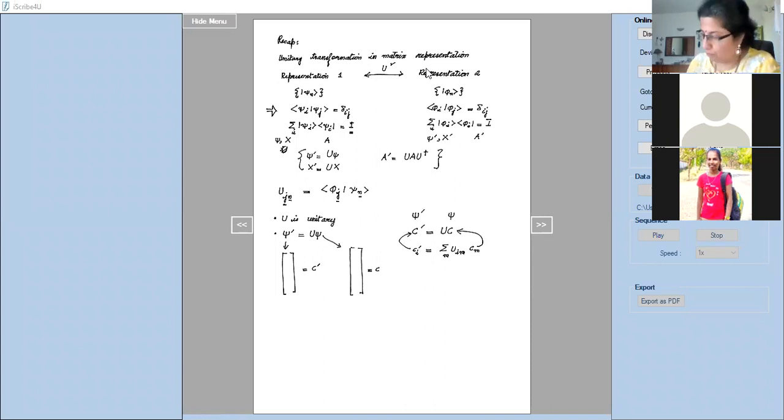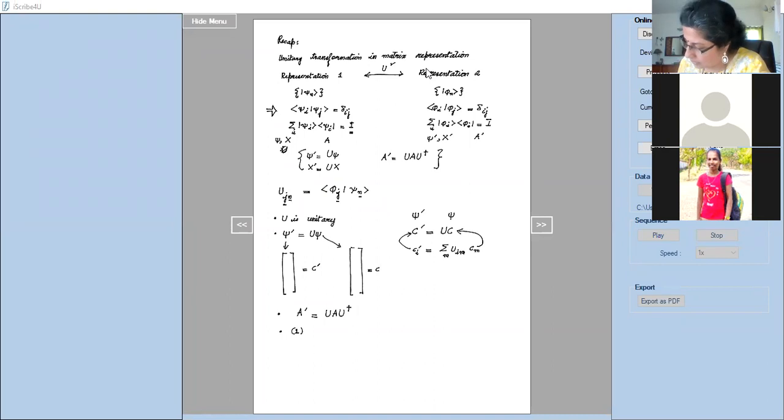We could also prove that in this matrix representation, your A prime is equal to UAU dagger. Now, what was a very, very important thing that we could prove additionally? We proved, if you remember, let me just note down the points which went into this last proof.